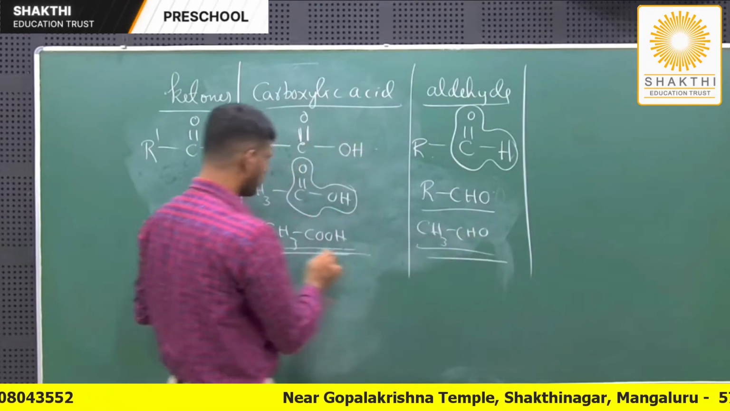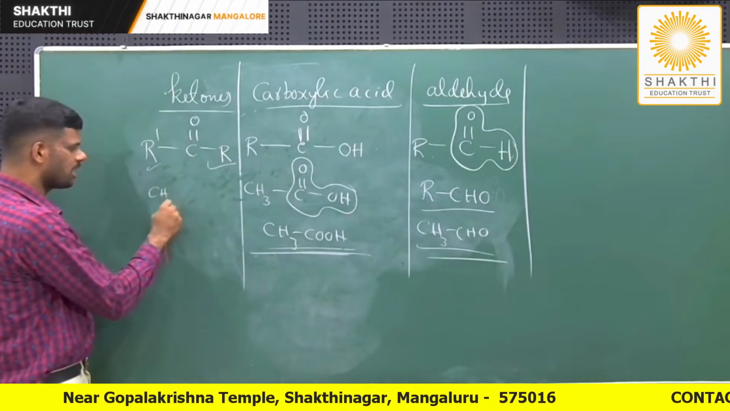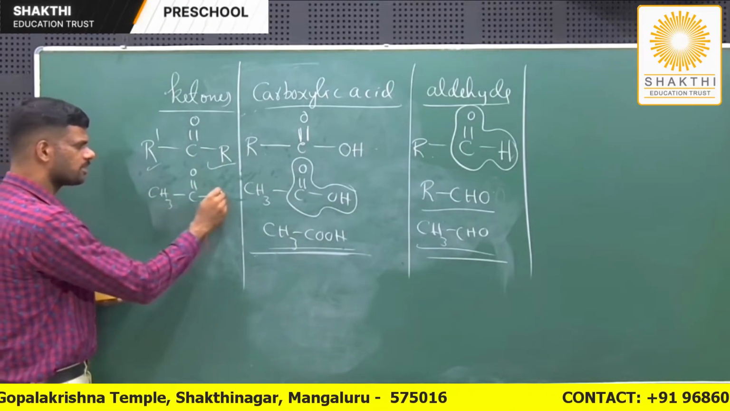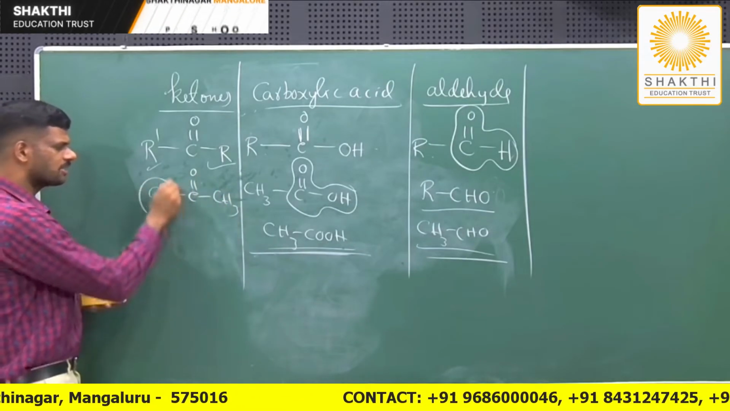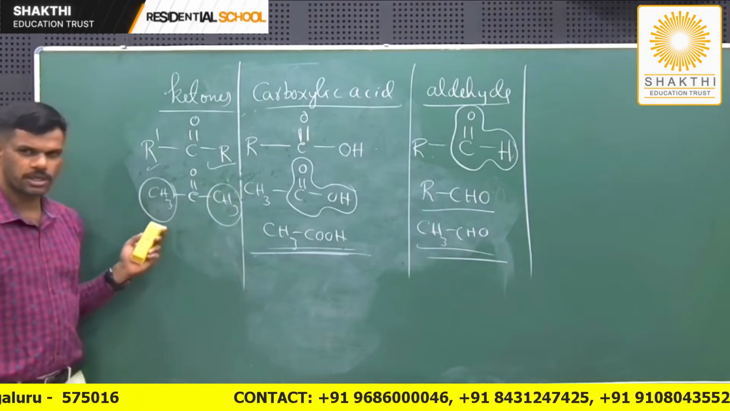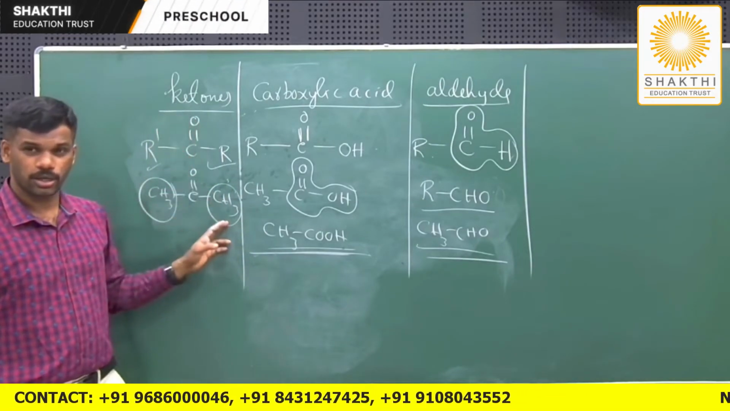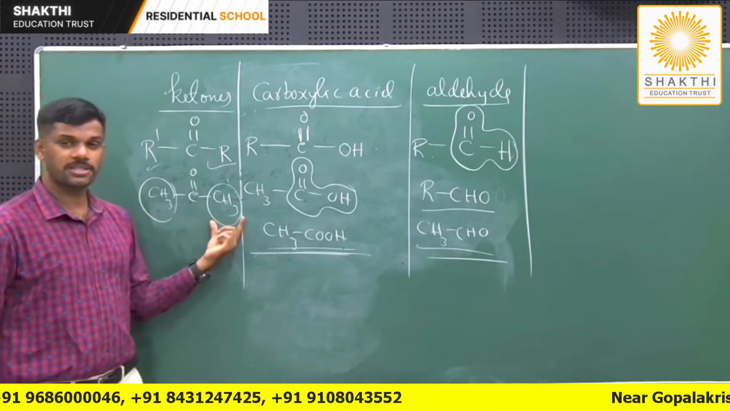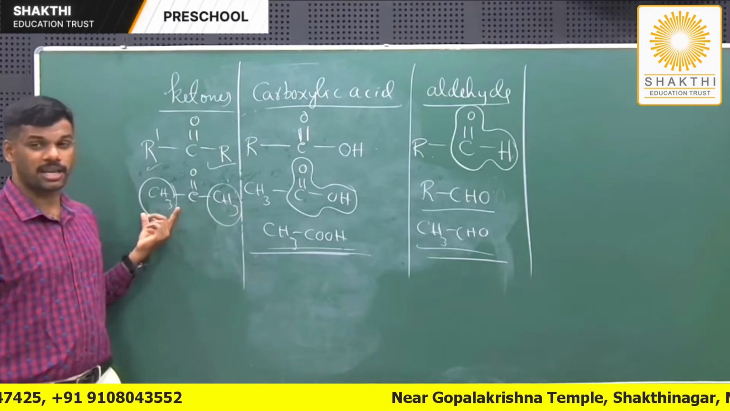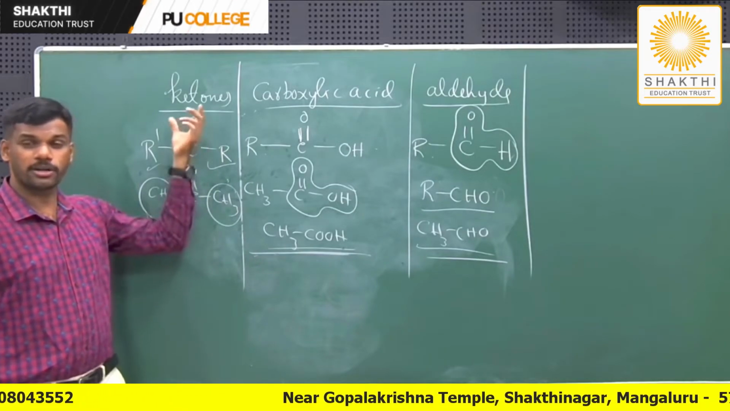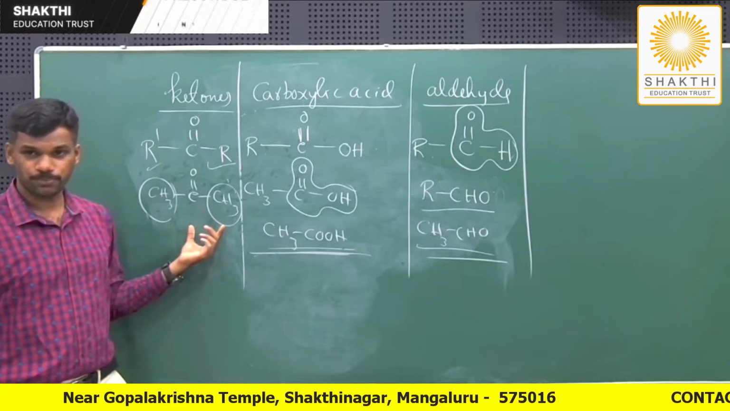The nomenclature is also not difficult, it is easy. Say these 2 are CH3, with C double bond O, which is surrounded by similar CH3 groups. If the 2 groups are similar, we call it a symmetrical ketone. If this is CH3 and this is CH3, that is a symmetrical ketone. If this is CH3 and this is something else, C2H5, we don't call it a symmetrical ketone, we call it an unsymmetrical ketone. Hope this is clear.